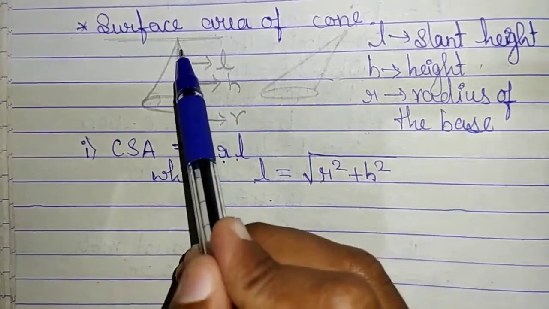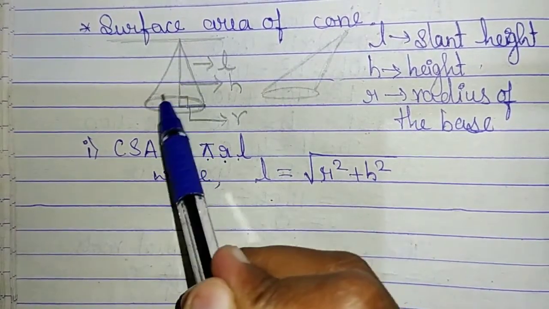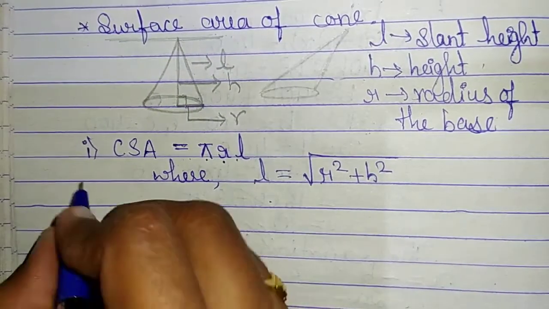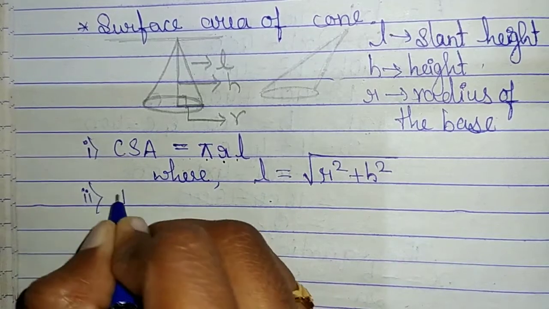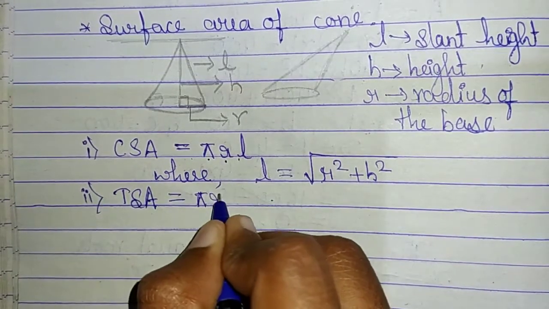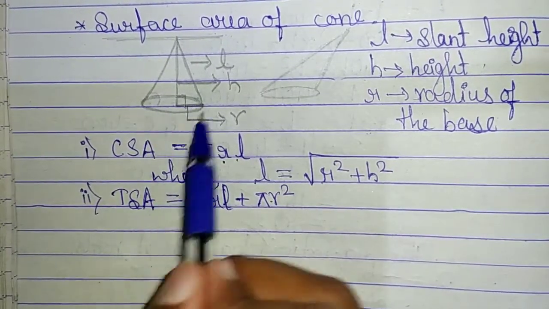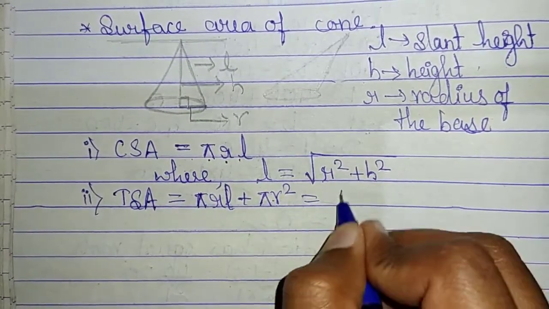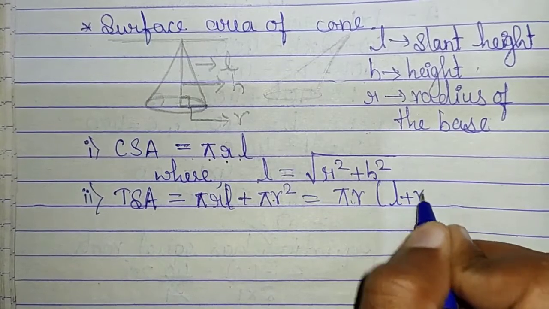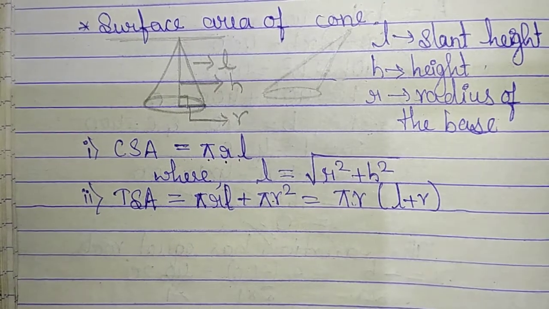So that gives only this curved area, not this circular base, only the curved area. But when we include this circular base in our area, then we call that area our total surface area or TSA, which is given by the formula pi r l, that is curved surface area, plus pi r square, that is the area of the base. So here pi r is common, taking that out, what remains inside is l plus r. So this is the second formula to calculate the total surface area of the cone.